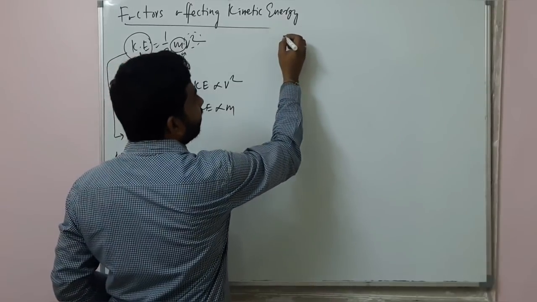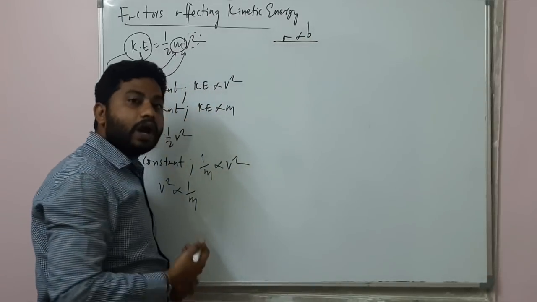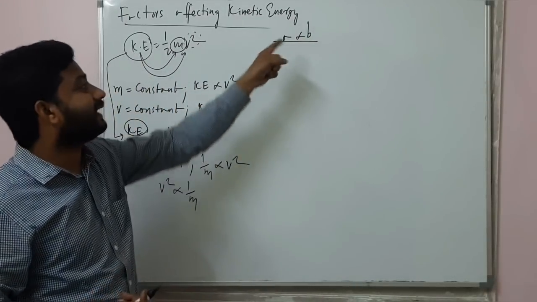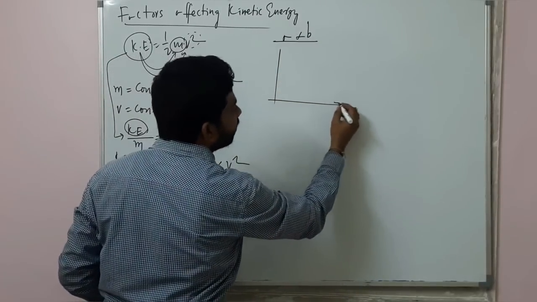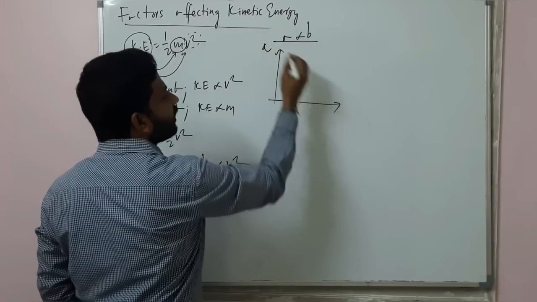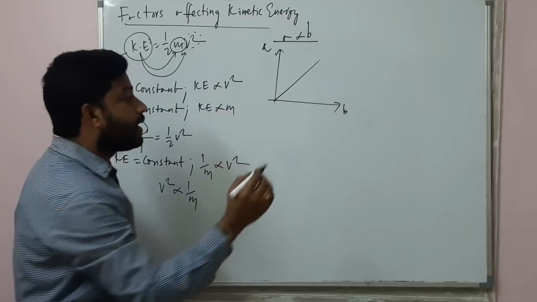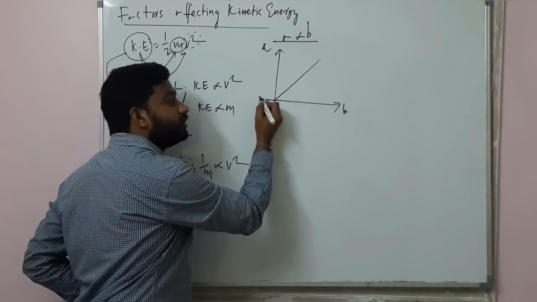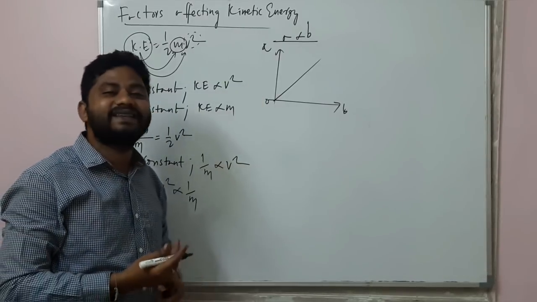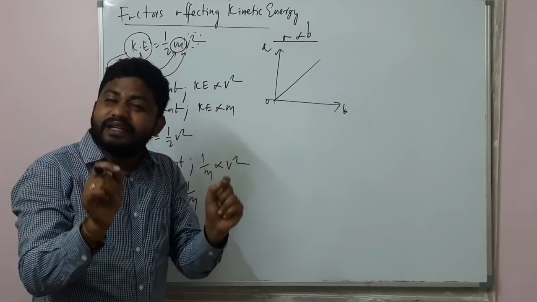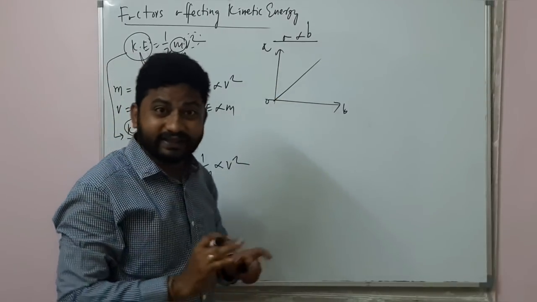There is a relation between A and B. A is directly proportional to B. How can the graph be drawn? Imagine this is the quantity A and this is B. The graph will be like this: a straight line passing through the origin, having a constant slope. You know about the constant slope, right? This is A directly proportional to B. Any two physical quantities that are directly proportional, the graph will look like this.